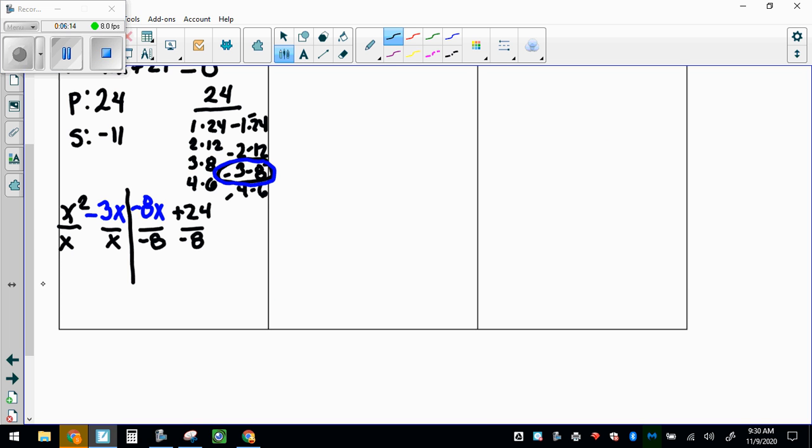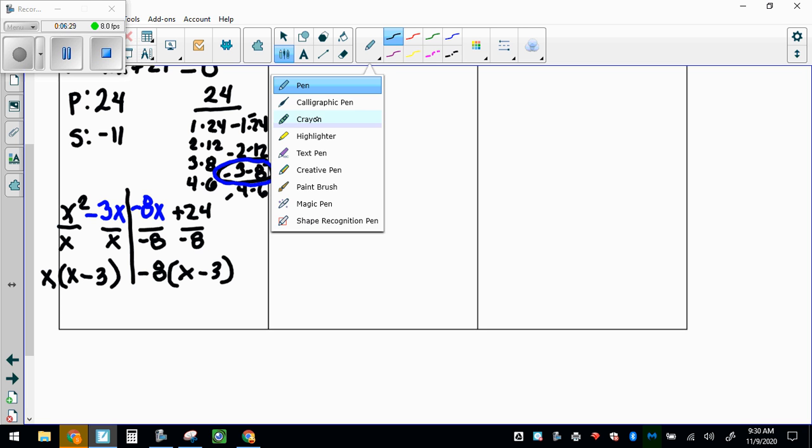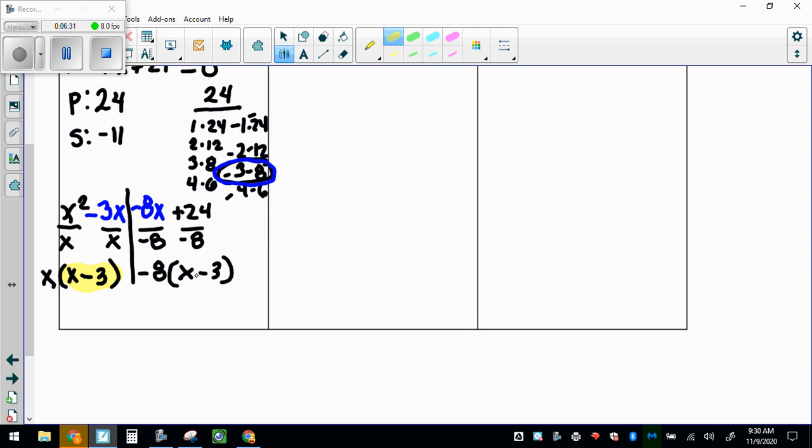Pull out the GCF. On the left side is x. We divide out. We get x minus 3 is left. On the outside, I'll pull out -8 for the GCF. And what we're left with is x minus 3. Again, we double check, like always, that they match. They do, so we can keep moving.